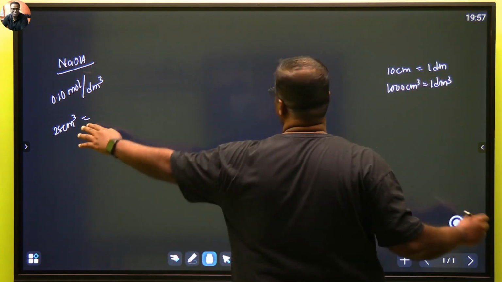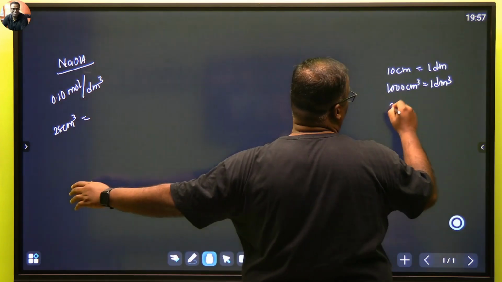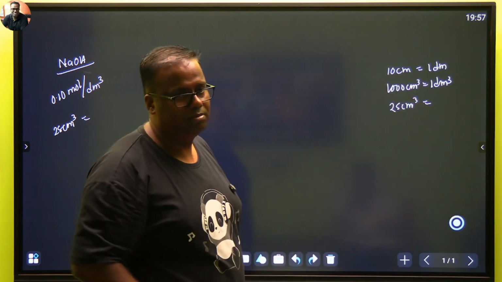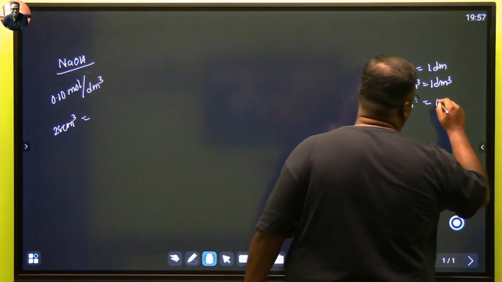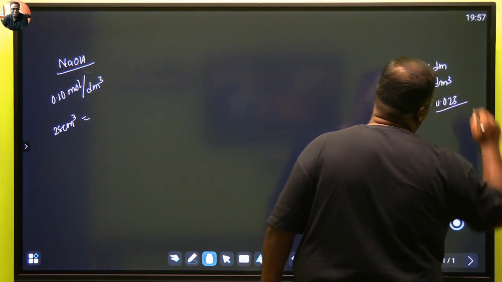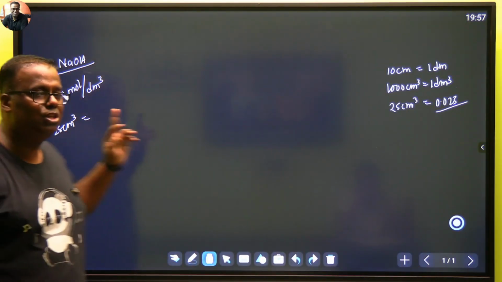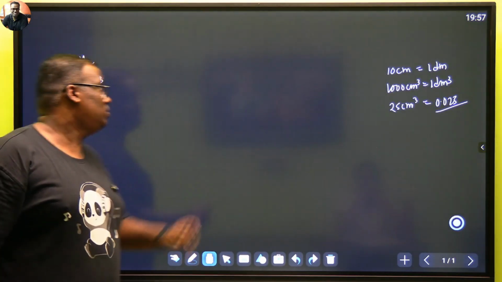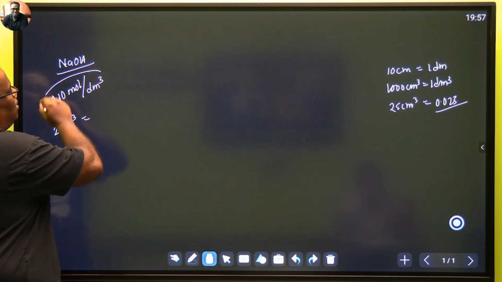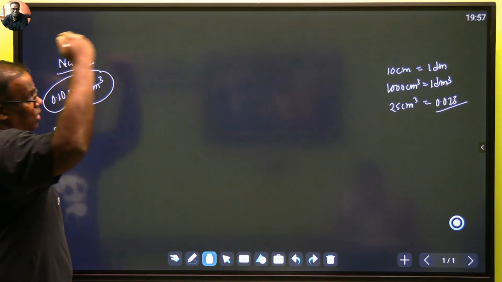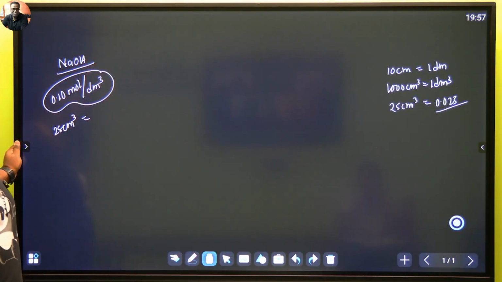How much do you have? You have 25 centimeter cube. So tell me how many dm cubes? 0.025. But the problem is that if you do it this way, your calculation becomes much more complicated, because this solution is given in moles per dm cube. Then you have to convert HCl into dm cube. Then you have to convert the final. It will be more difficult. Did you all get any hangover of this problem?